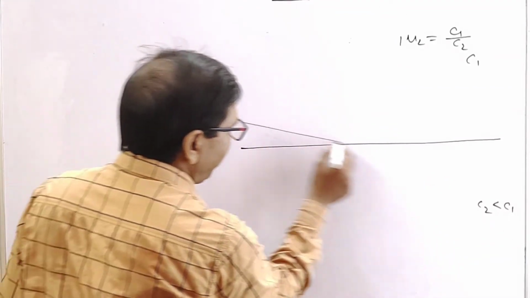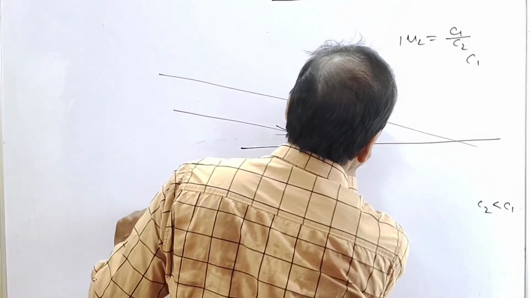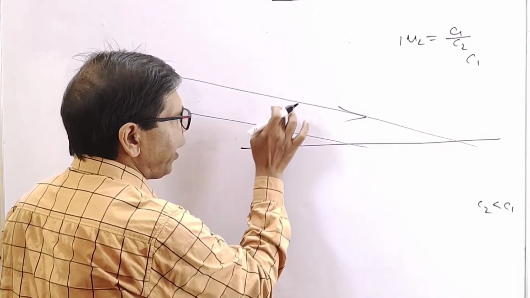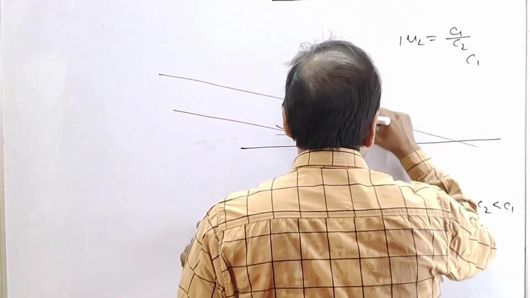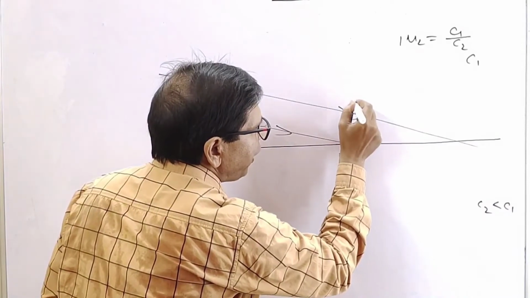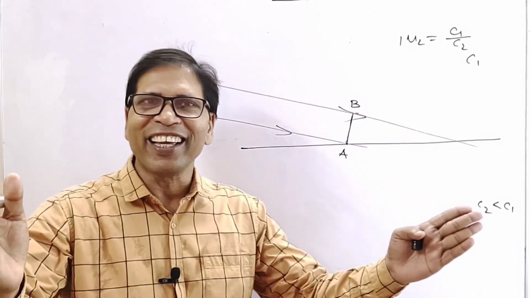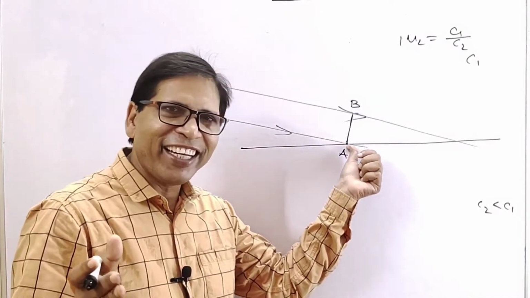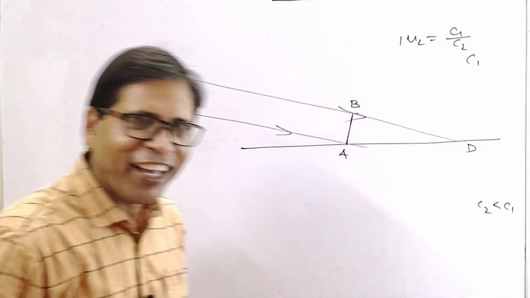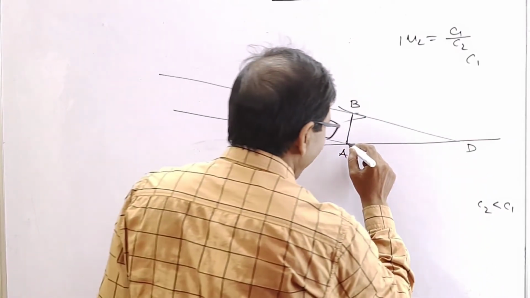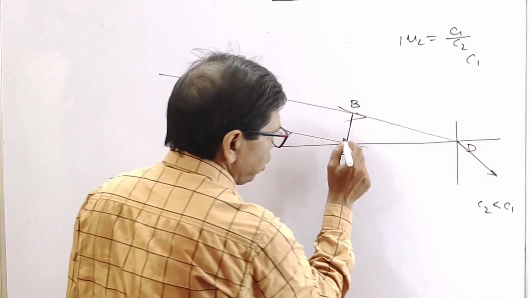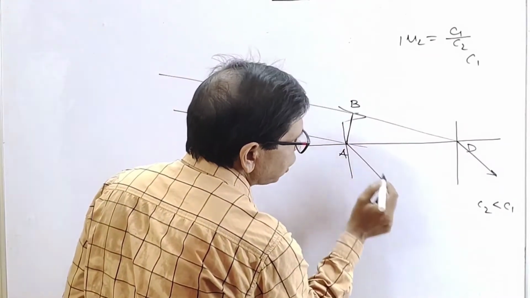Now look at these two parallel rays incident on this surface. A perpendicular line is drawn on these rays. This perpendicular line represents the incident wavefront AB. This wavefront is first incident at A and finally incident at the point D. Now the rays after refraction move along this direction, and the rays after refraction move along this direction.